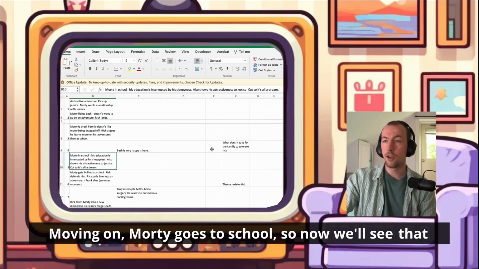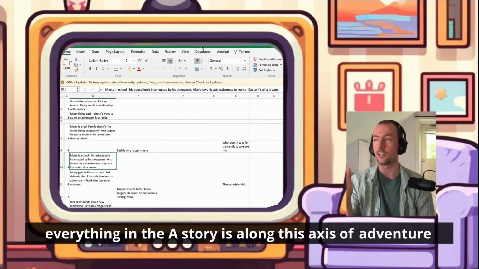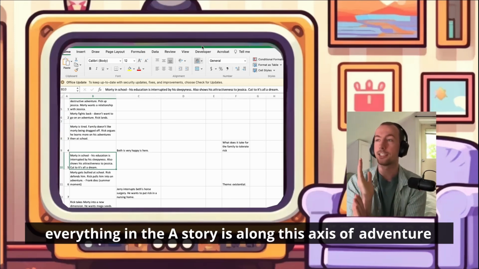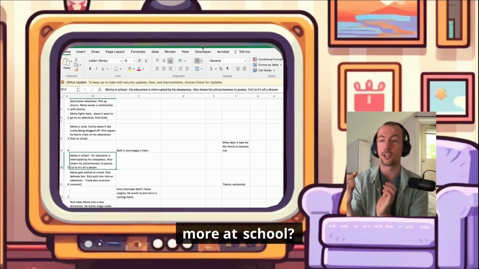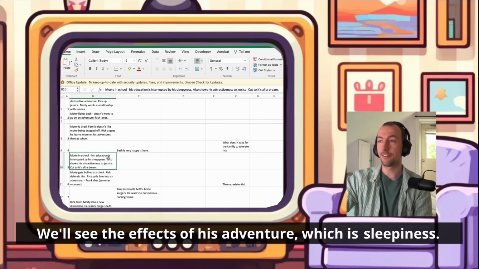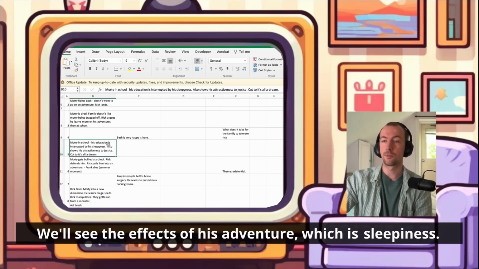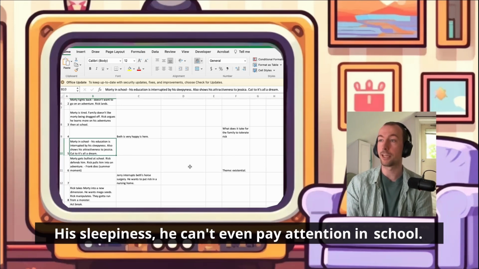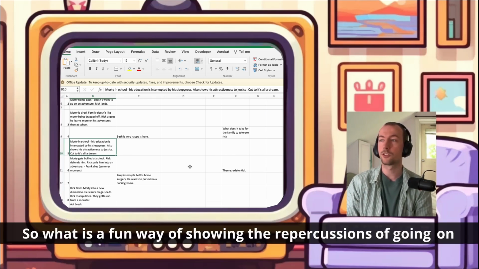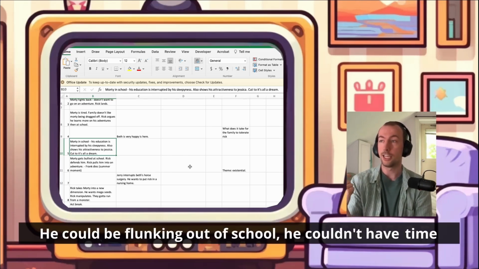Okay, moving on. Morty goes to school, so now we'll see that everything in the A story is along this axis of adventure versus education, right? Is he going to learn more with Rick, or is he going to learn more at school? We see the effects of his adventure, which is sleepiness. He can't even pay attention in school. So what is a fun way of showing the repercussions of going on an adventure with Rick? He could be flunking out of school.